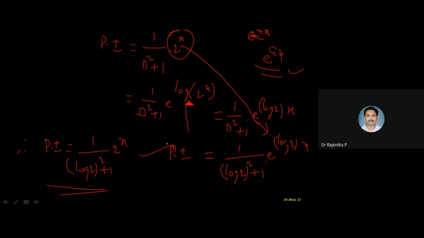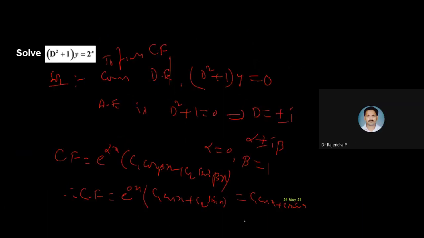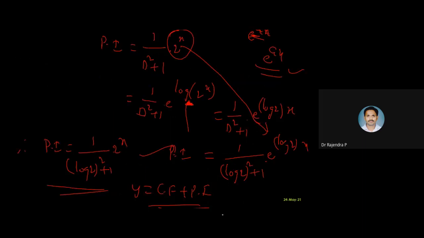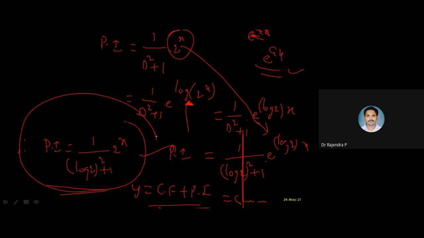So now we have the particular integral and we have the complementary function. What is your complete solution? Y is the sum of the complementary function and the particular integral. I already have the CF here: C1 cos 2x plus C2 sin 2x. Plus I have to add this also. Understood? This is the complete solution. Is it clear?